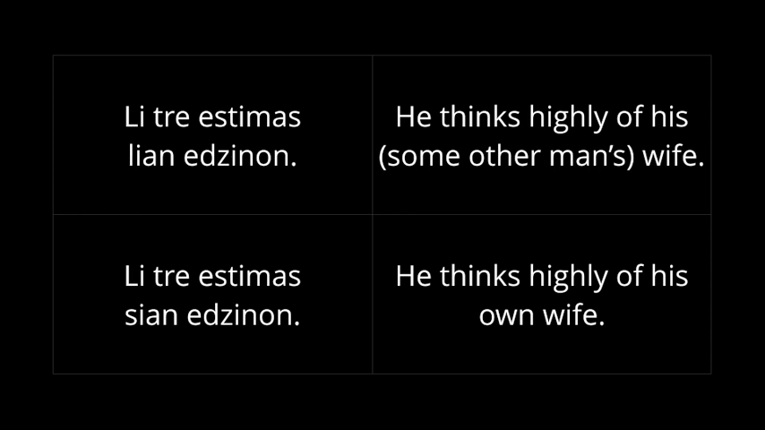"Li tre estimas lian edzinon." He thinks highly of his wife. "Lian" is his. But it means some other man's, because if we wanted it to mean his own wife, we would use the reflexive pronoun. So, "li tre estimas sian edzinon." He thinks highly of his own wife.